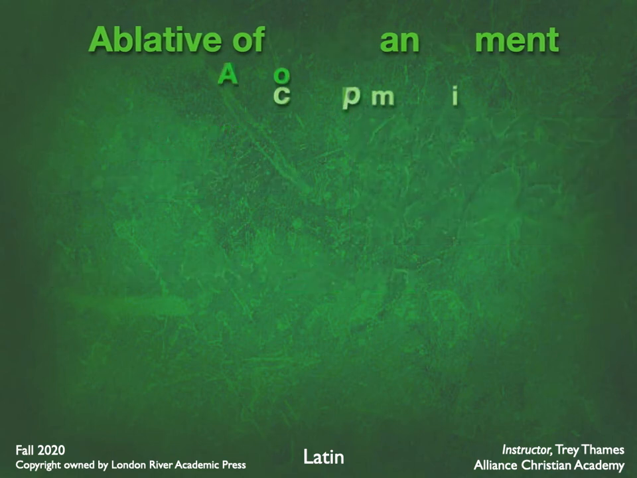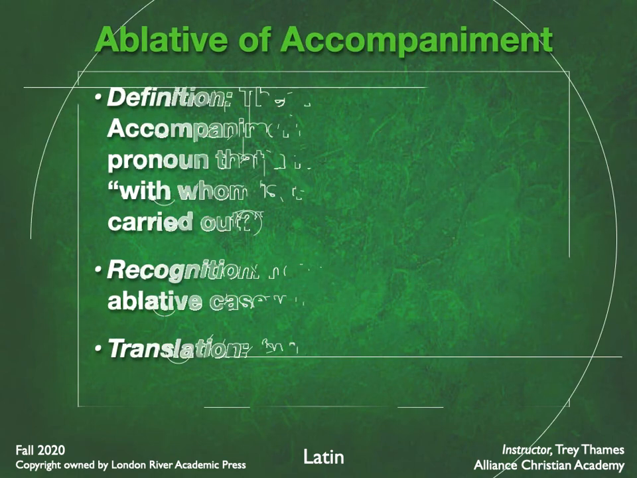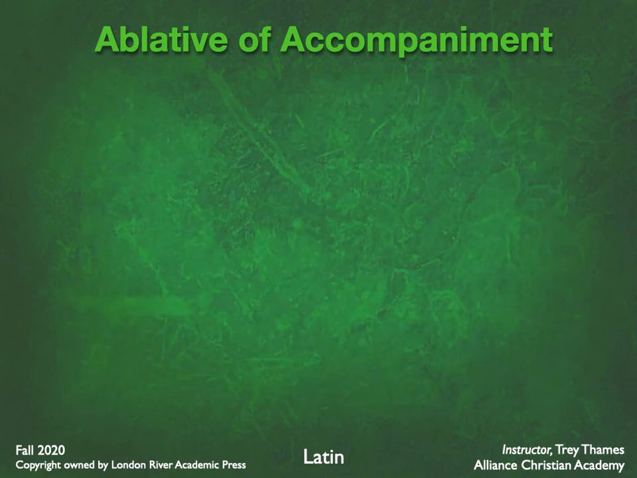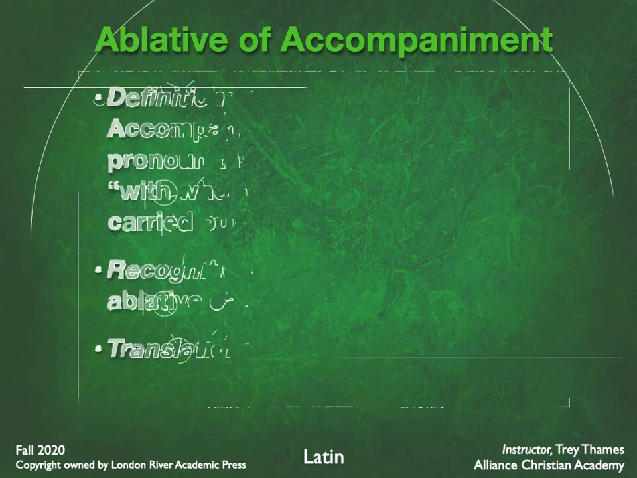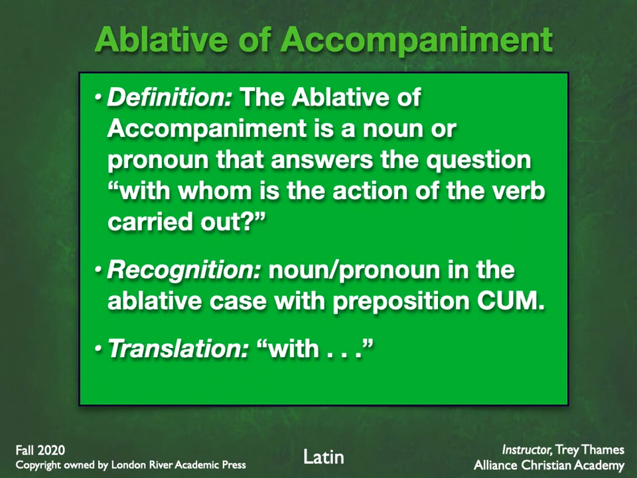Then there's the ablative of accompaniment. So the definition is, oops, it skipped ahead. Sorry about that. Let me get it to go back. There we go. Ablative of accompaniment is a noun or pronoun that answers the question, with whom is the action of the verb being carried out? And you recognize this because it has a noun or pronoun in the ablative case with the preposition cum, and you translate it with blank, whatever that noun is.